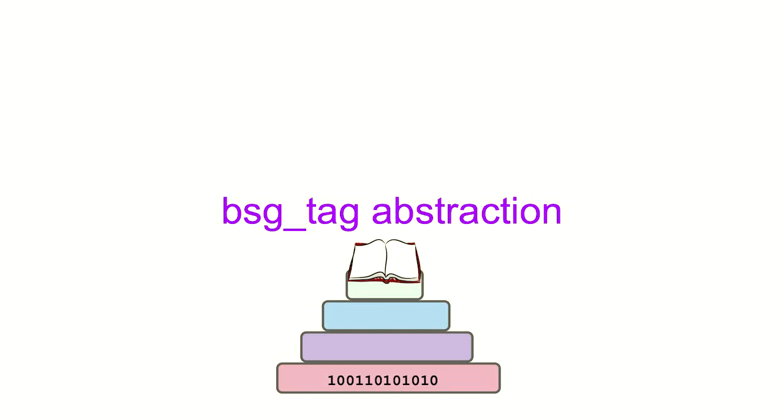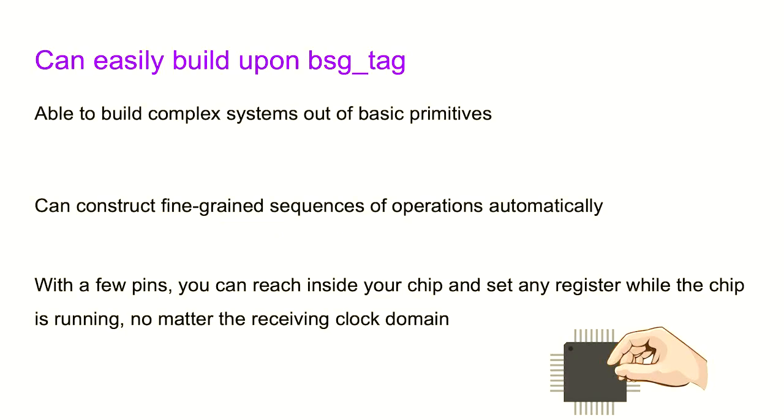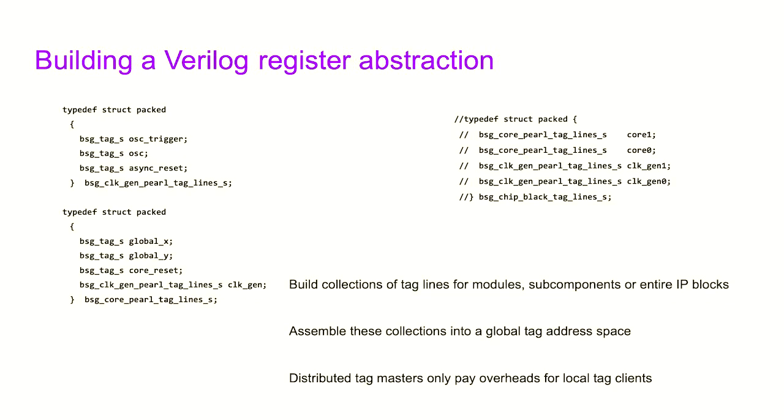So now we'll talk a little bit about building stuff with BSG tag. BSG tag is a fairly small set of components, but the key is that it allows you to build complex systems out of these basic primitives. You can construct fine-grained sequences of operations automatically so that you don't have to rely on sequencing manually during the bring-up process. And the bottom line is with just a few pins, you can reach inside the chip and you can set any register while it's running, no matter what the receiving clock domain is, no matter if your chip is functional. We've had chips that are hopelessly broken that BSG tag always works.